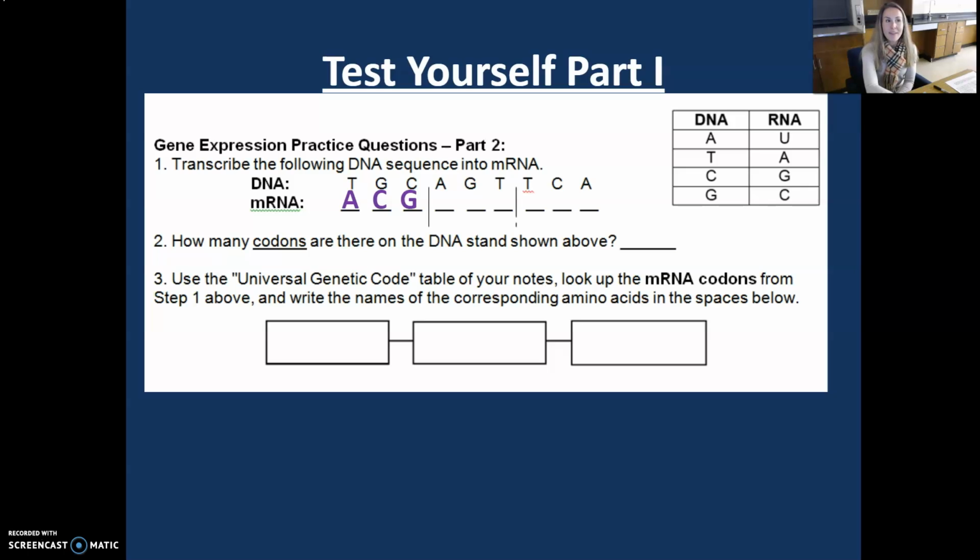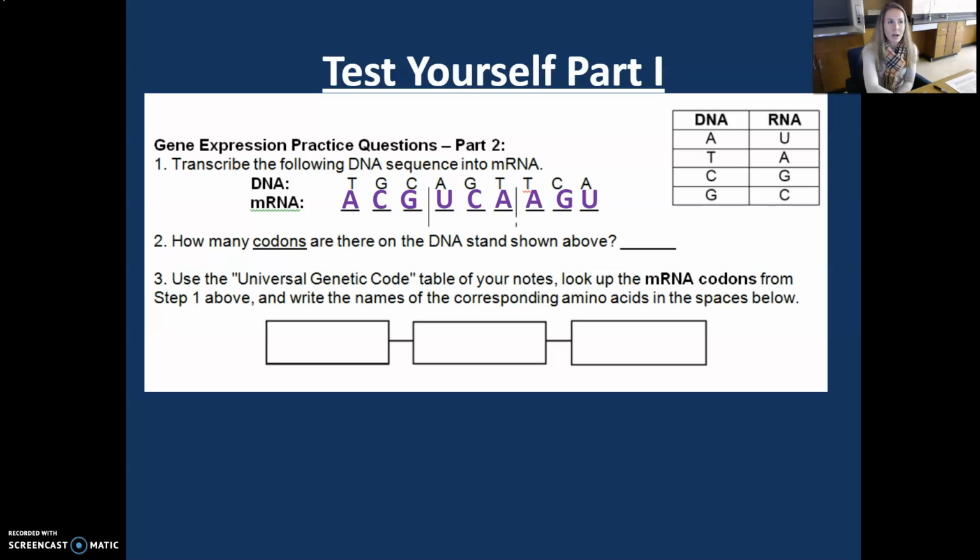Now, the next we have adenine. Adenine will pair with uracil. That's going to be the difference between DNA and RNA. G will pair with C, so guanine with cytosine. T will pair with A. And finally, we have T pairing with A, so thymine pairs with adenine, cytosine pairs with guanine, and adenine pairs with uracil because we are talking about RNA.